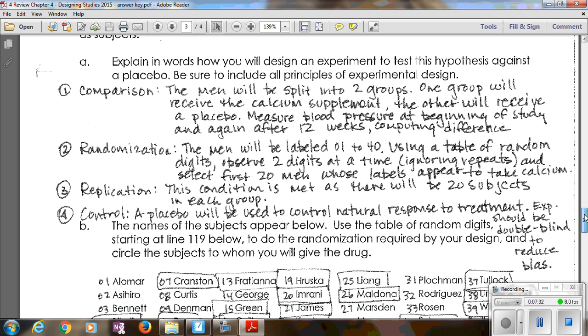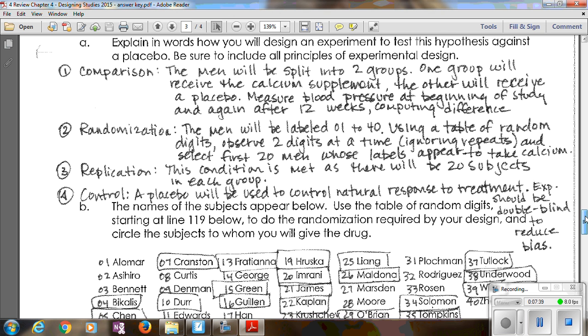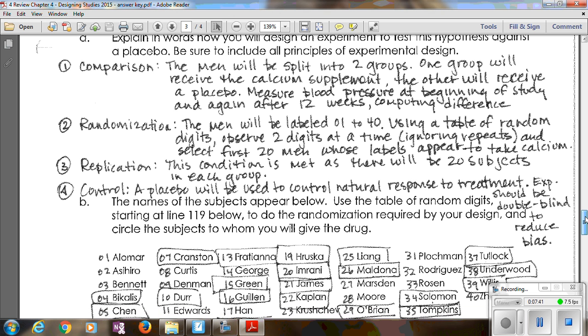And you can express your answer in lots of different ways. But just make sure that you're hitting on all 4 of the principles of experimental design. In letter B, it says the names of the subjects appear below, and then you're asked to use the table of random digits starting at line 119 to do the randomization required by your design.